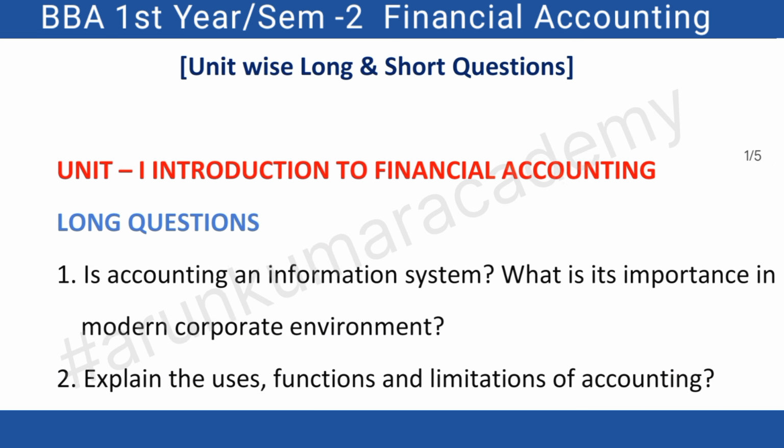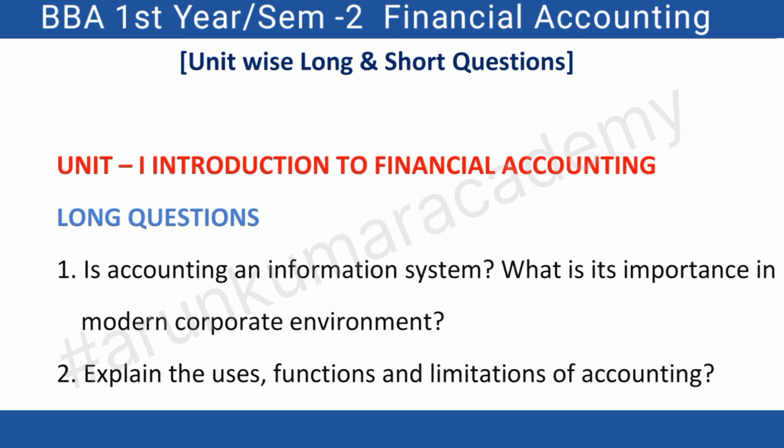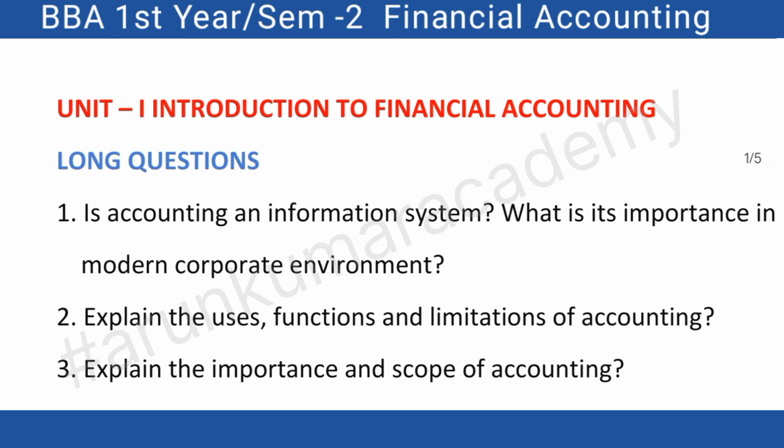So in accounting information, several parties are interested to know about information which are related to accounting beneficiaries such as proprietors, management, creditors, government and other parties. It helps us to know the financial position of the business. So now we will see the second question. Explain the uses, functions and limitations of accounting. So accounting has many uses, like it supplies information required for decision making. It measures business activities and so on.